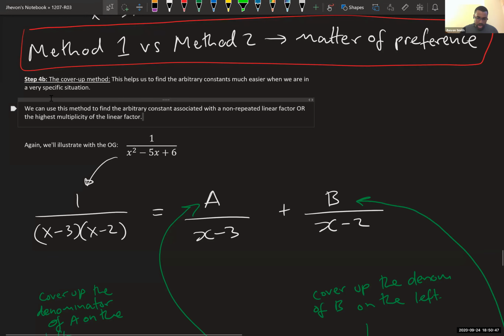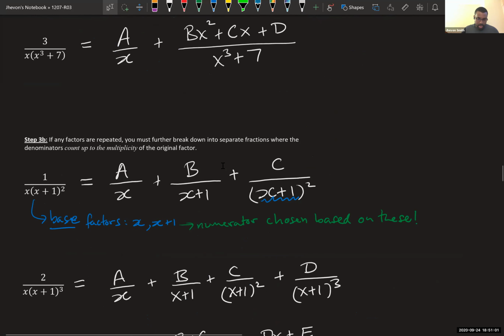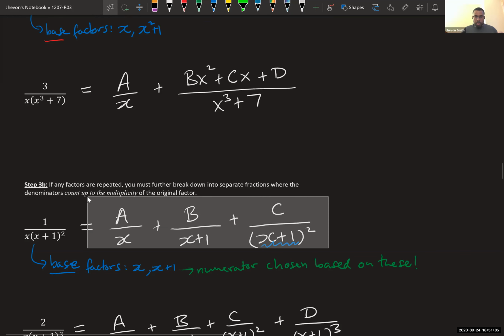It will work if you have non-repeating linear factors. It'll also work on the highest multiplicity of a linear factor, right? So if, for example, there was an earlier example that we had, I could use the cover-up method here. The cover-up method would work to find the A. It would also work to find the C, but it could not work to find the B. And so that's why the other two methods are very important for you to know.